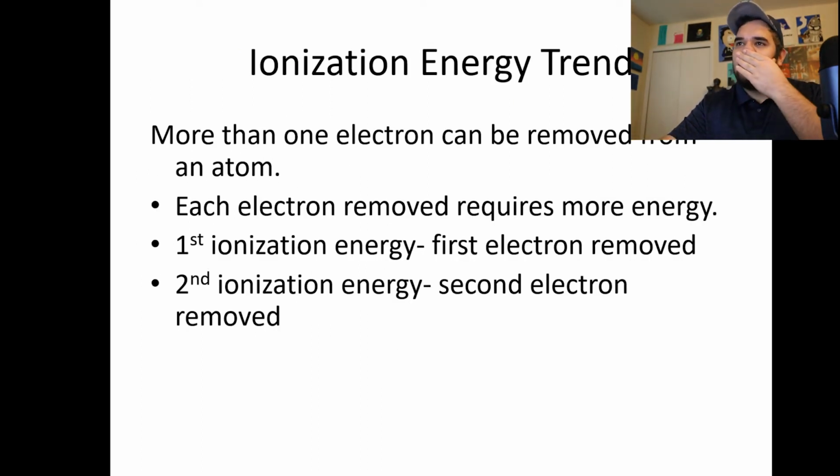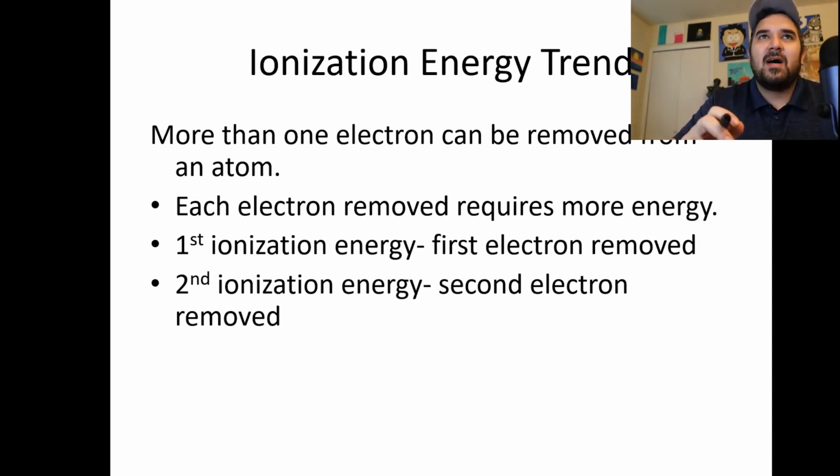All right, so ionization energy trends. This you don't need to write down. More than 1 electron can be removed from an atom, so just keep that in mind. Even though you could take away 1 electron, you could also take away the next electron. And the second one's always going to be higher. After you take away the first one, the next one is going to be even more difficult to take away. That's basically all we're trying to say on this page, and that you need to know that you can remove more than 1.